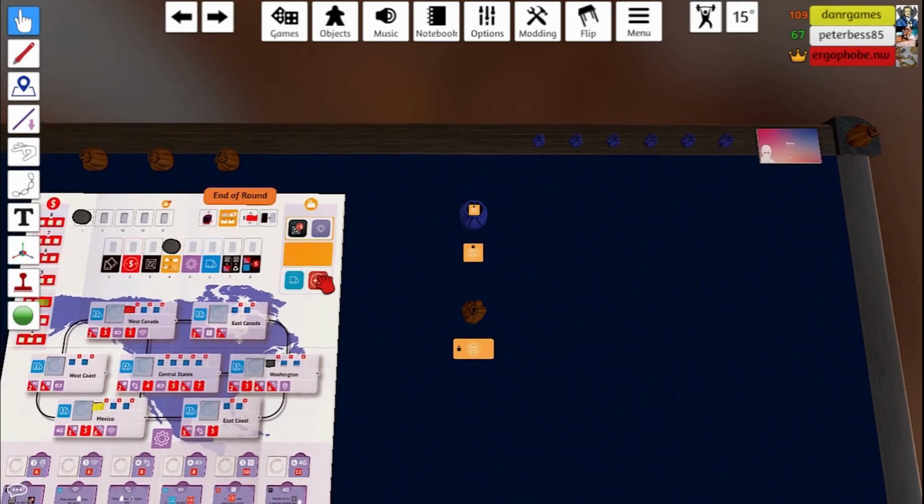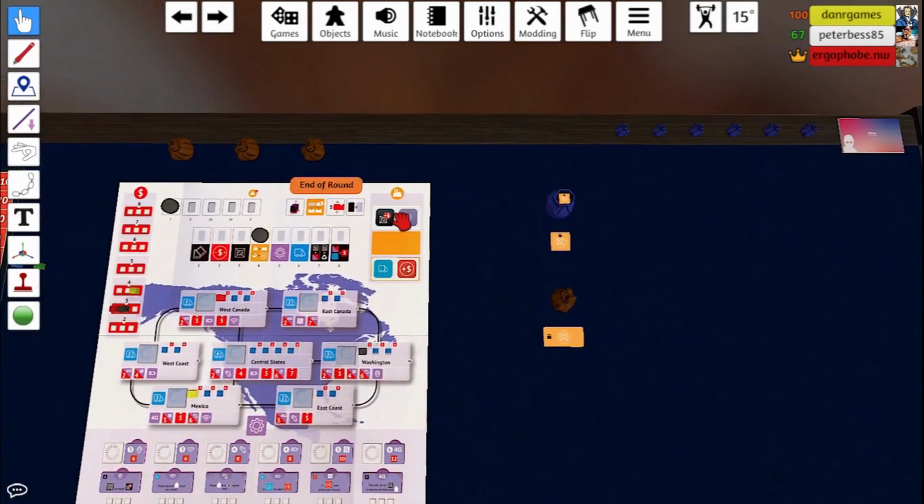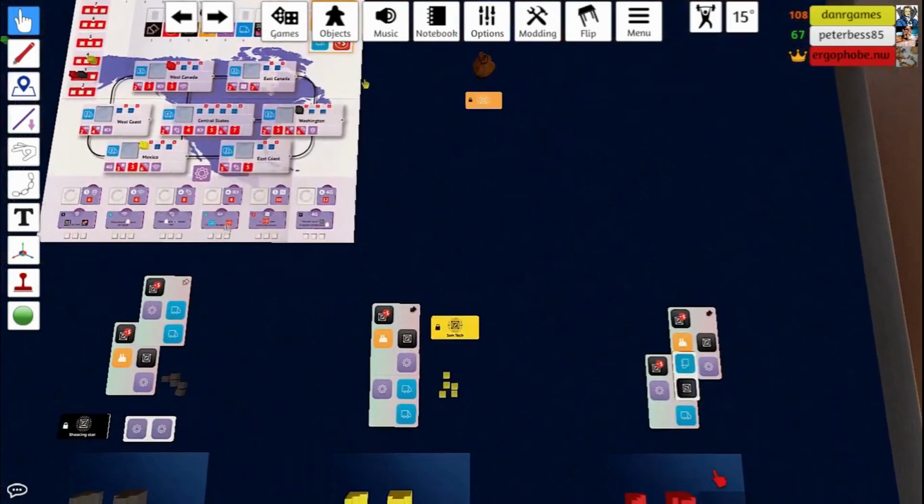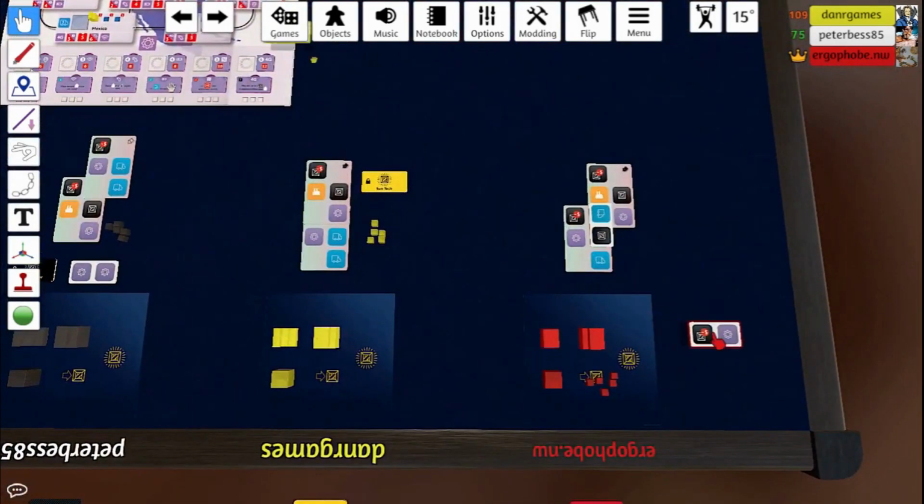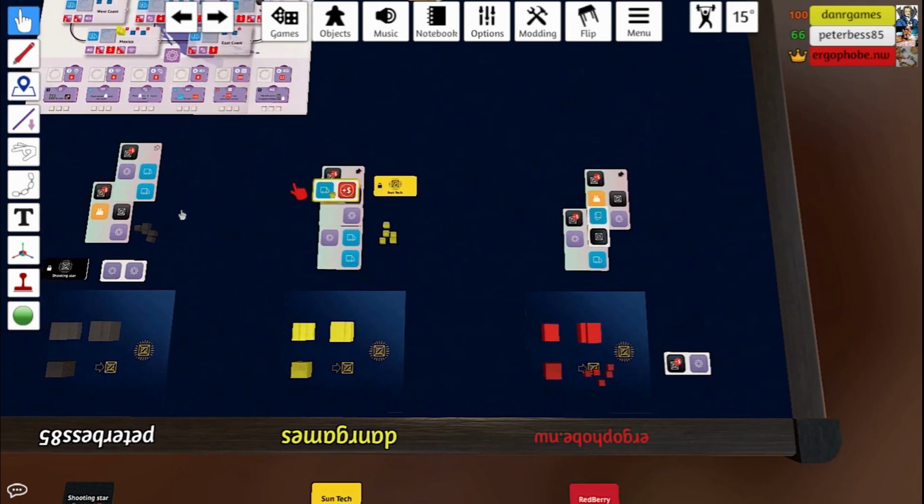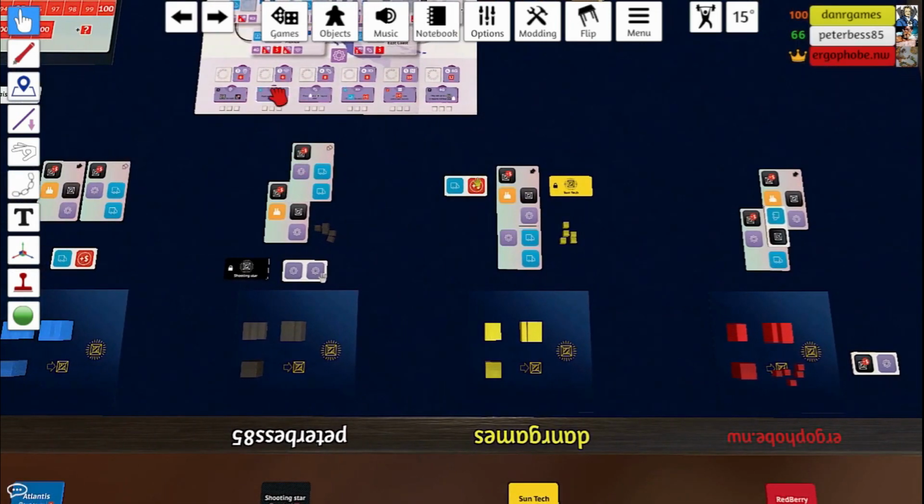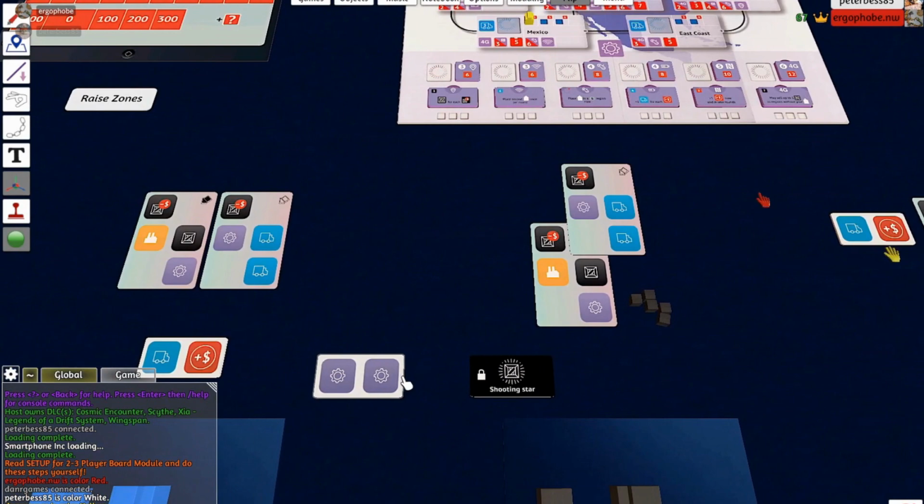That was the one I was planning on getting. I will make myself cheaper. Curse you. And Dan gets the last one. All right, I guess I will take the one that remains. Yeah, we can't use that this round, but next round.